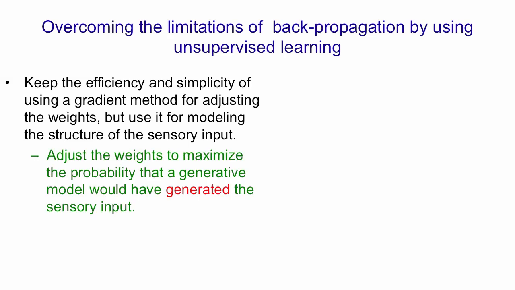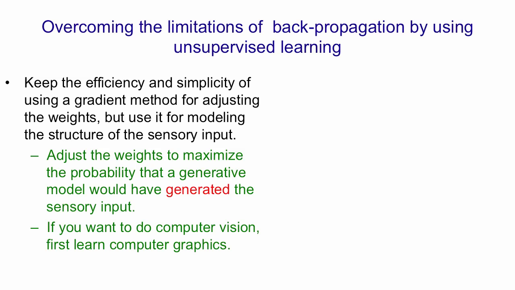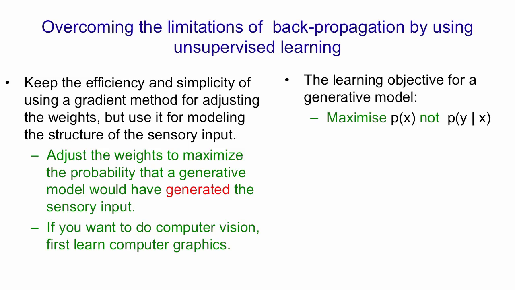So the idea is the weights are going to be adjusted to maximise the probability that a generative model would have generated the sensory input. We already saw that in learning Boltzmann machines. And one way to think about it is, if you want to do computer vision, you should first learn to do computer graphics. To first order, computer graphics works and computer vision doesn't. The learning objective for a generative model, as we saw with Boltzmann machines, is to maximise the probability of the observed data, not to maximise the probability of labels given inputs.